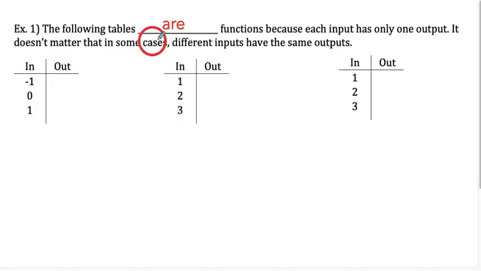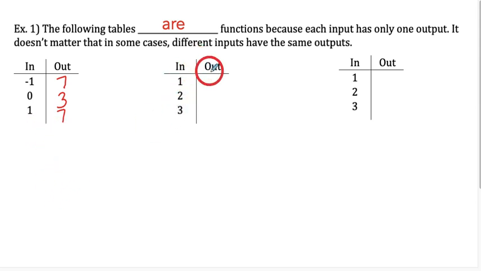First, the following tables are going to be functions because each input is going to have only one output. It doesn't matter that in some cases different inputs will have the same output. For instance, on our first table here, -1 is going to be paired with 7, 0 is going to be paired with 3, and 1 is also going to be paired with 7. And this is still a function. Every input is only listed in the table once. It has one output.